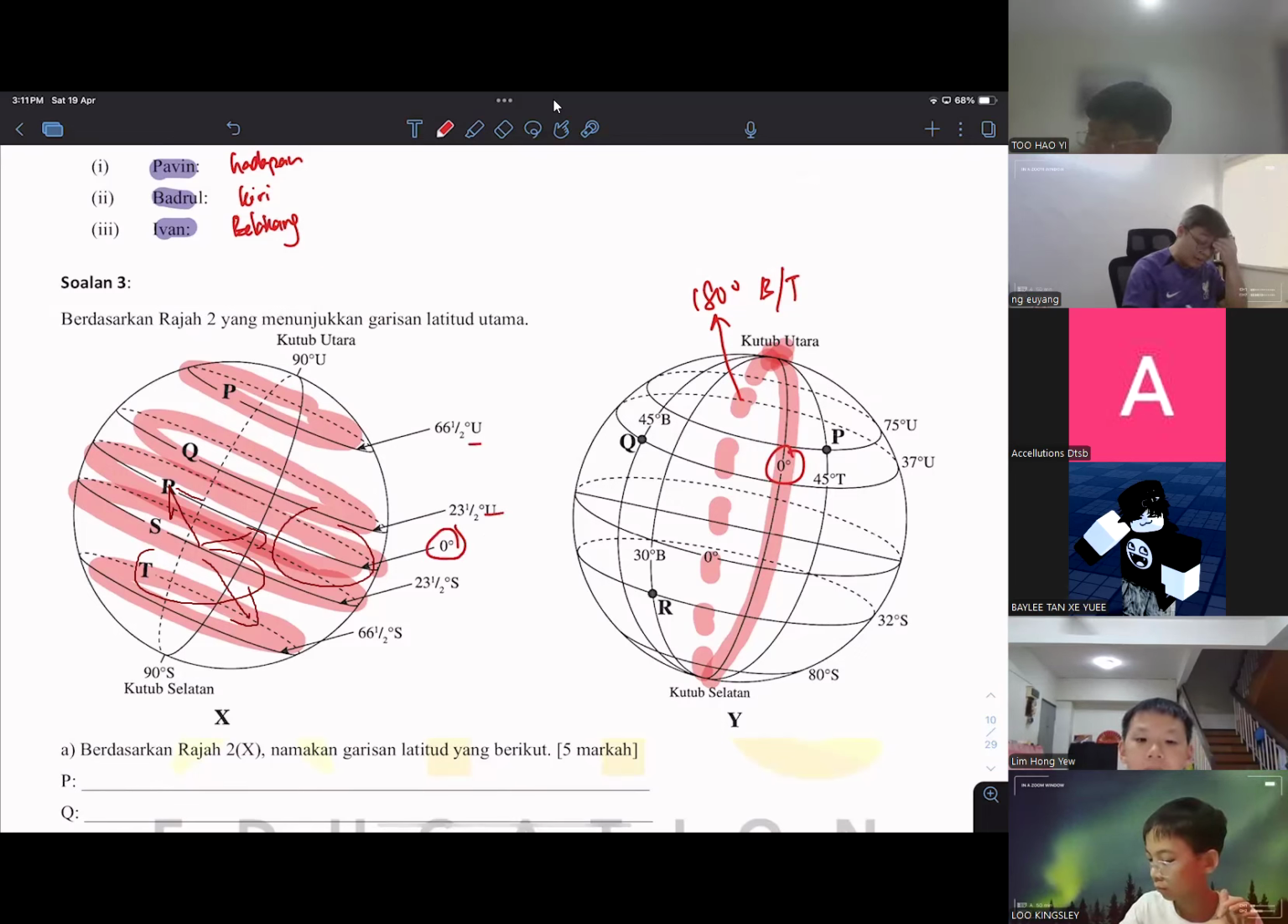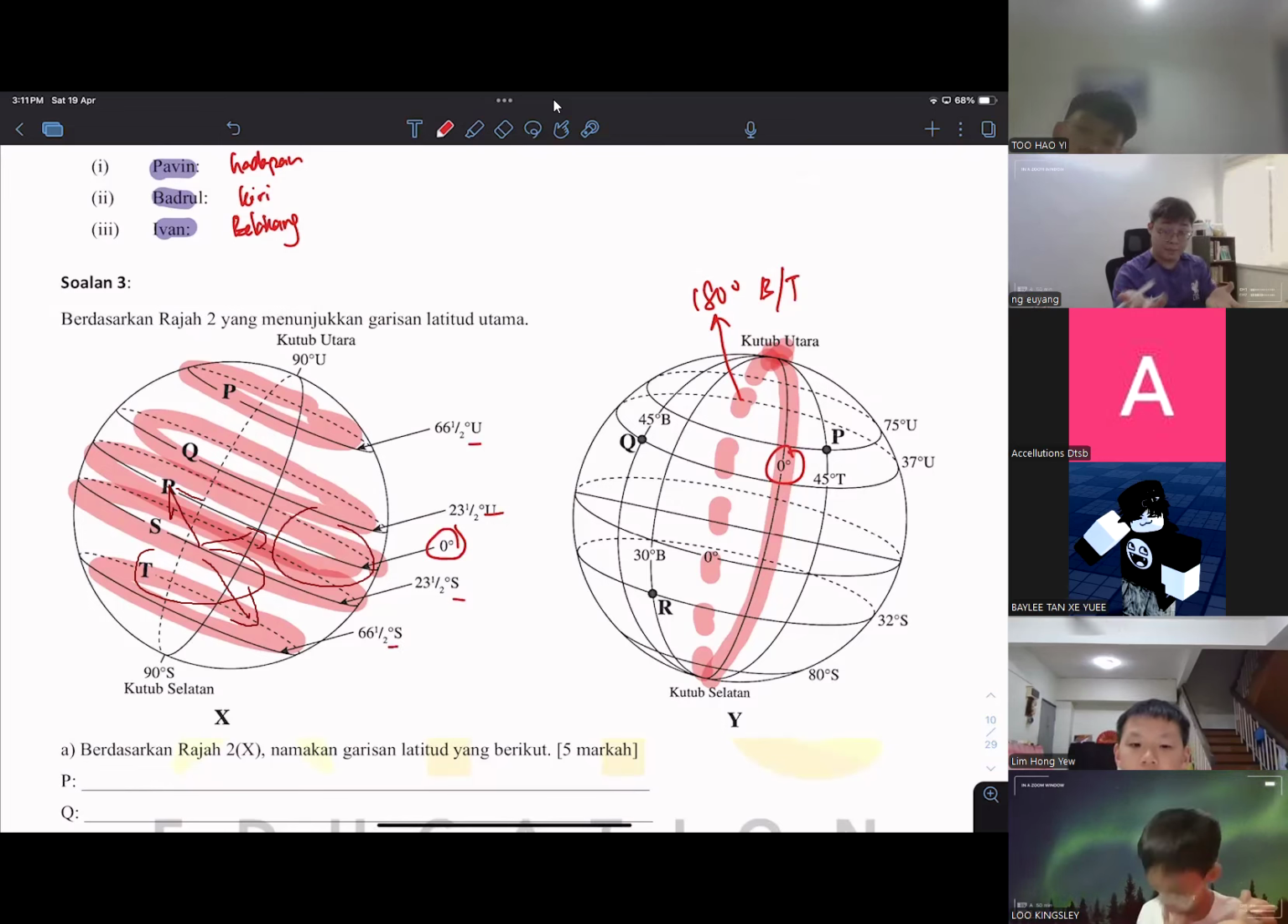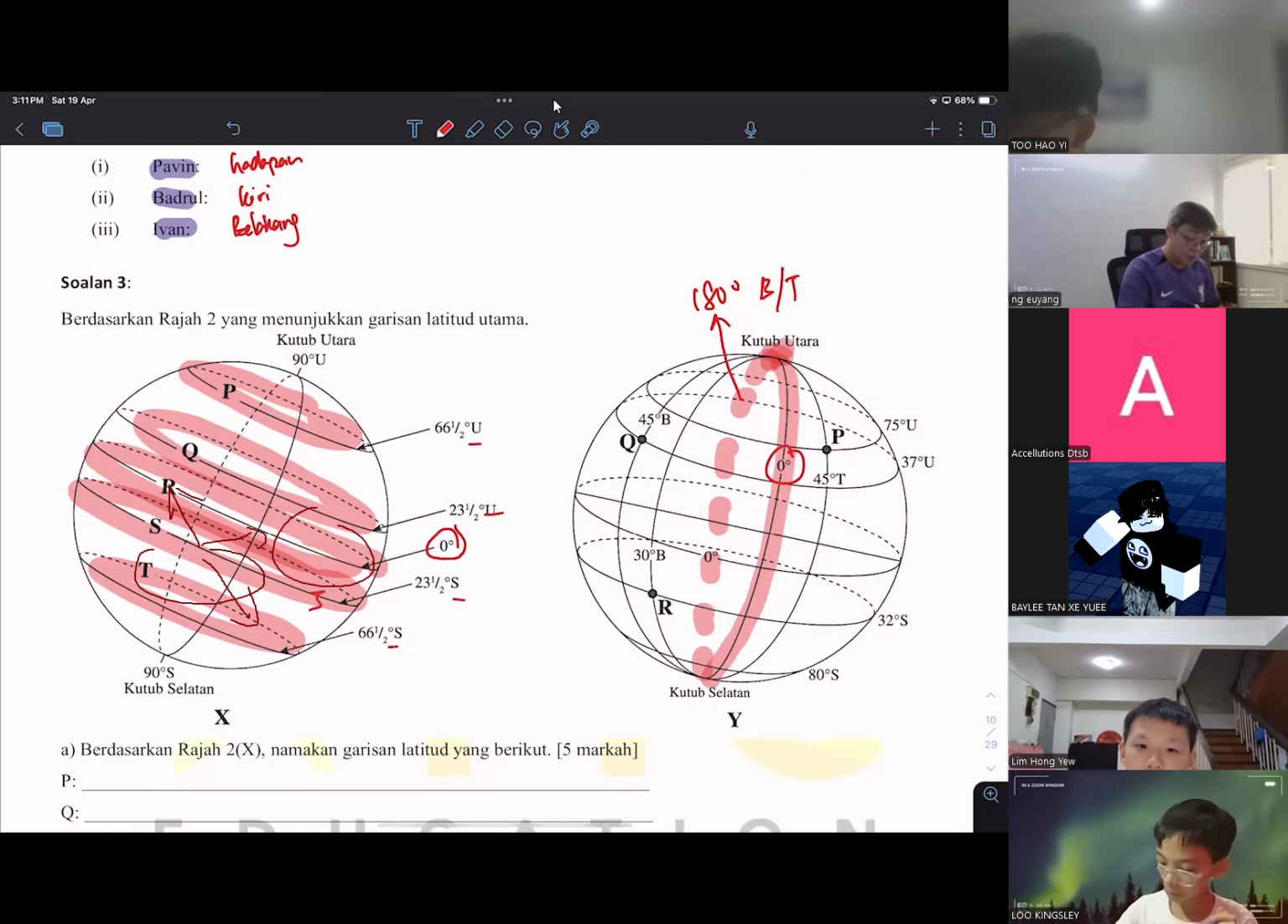Okay, so that's why we have the Utara for U, we have the Selatan for S, for both the Arctic and the Antarctic. Then we just mention it as the Selatan.